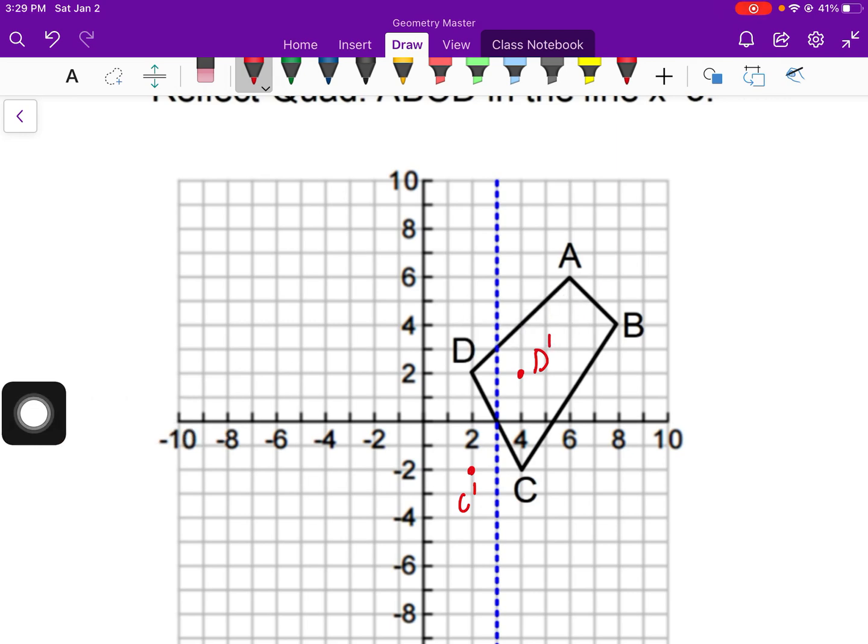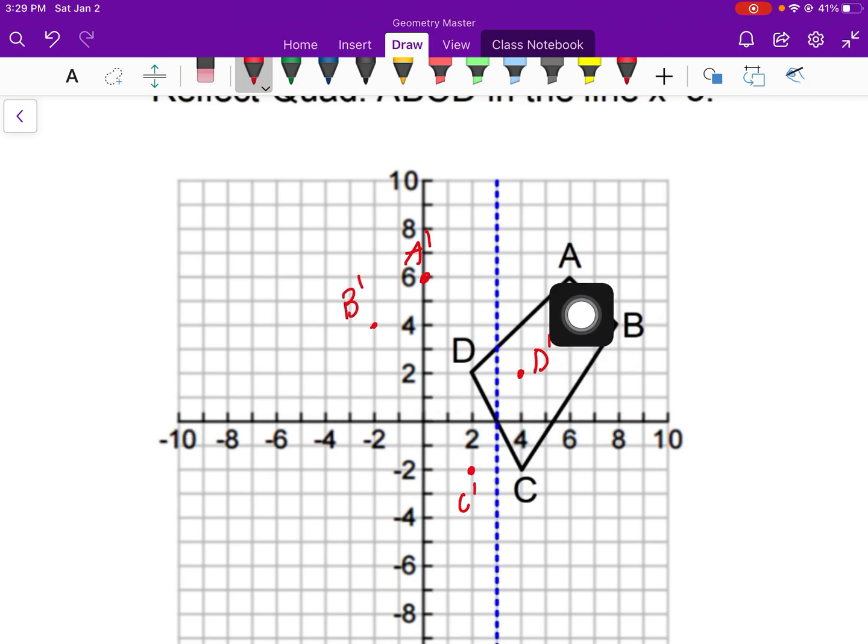So I'm going to do A next, which is 1, 2, 3 spots to the right. So 1, 2, 3 spots to the left is where A prime is. And then B was 1, 2, 3, 4, 5 spots to the right. So we've got to go 5 spots to the left to get B prime.